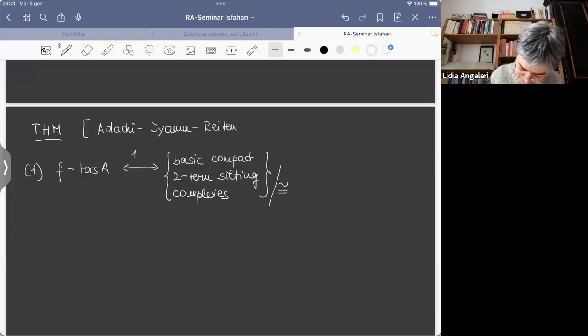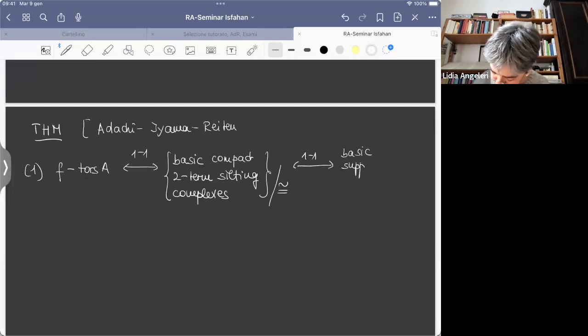So there is a bijection between these objects, and again, a further bijection with certain pairs called support tau tilting pairs. So here, basic support tau tilting pairs, and these are pairs (M, P) formed by a so-called tau rigid module and a projective module. And again, here I'm taking isoclasses.